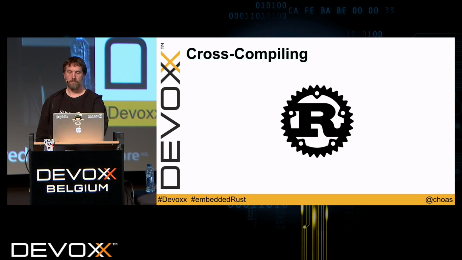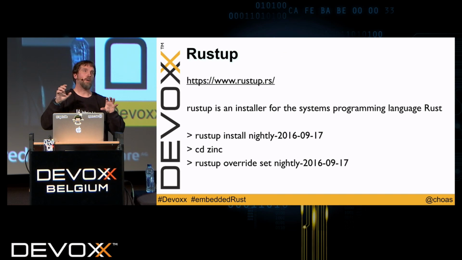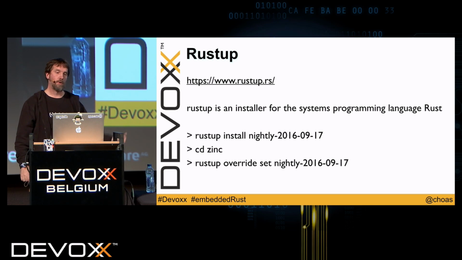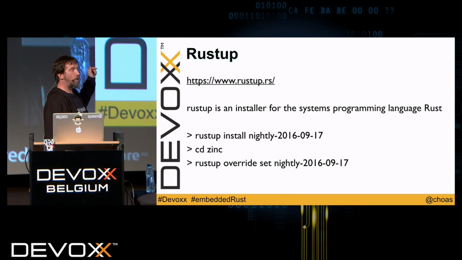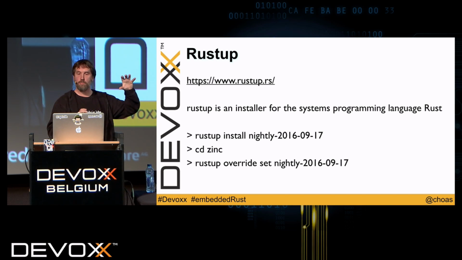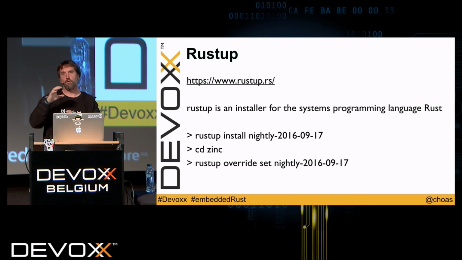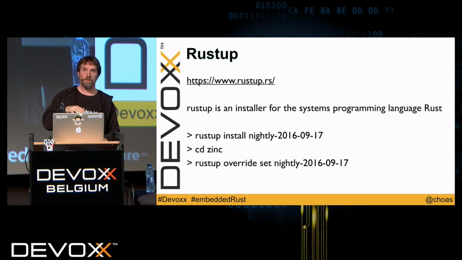Okay, cross-compiling. If you download the Rust compiler from the Rust page, you have the stable version. But if you need some nightly builds, you can use rustup. It's an installer for Rust. And then you just say install nightly from September. Then go into my Rust project and override the default setting. So every time I go into this directory, I'm using the nightly version, and outside I'm having the stable version.